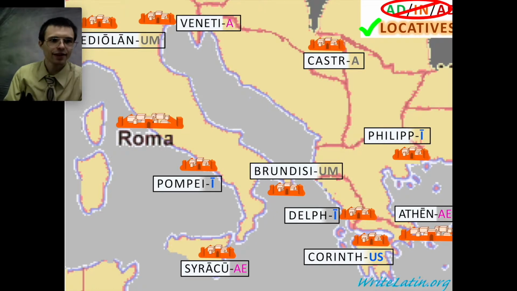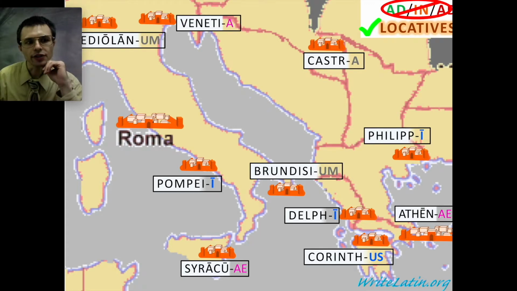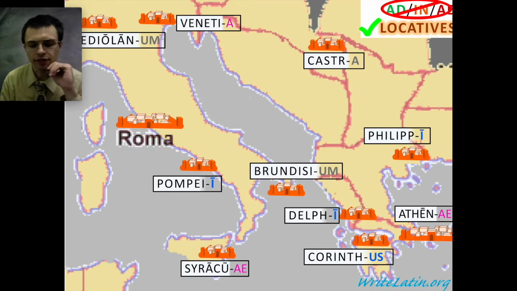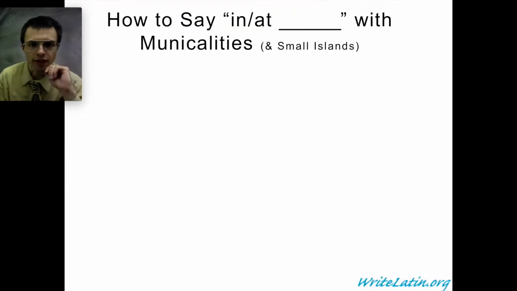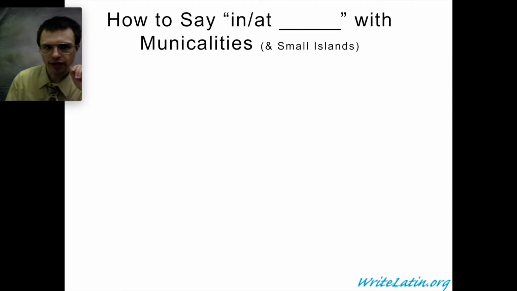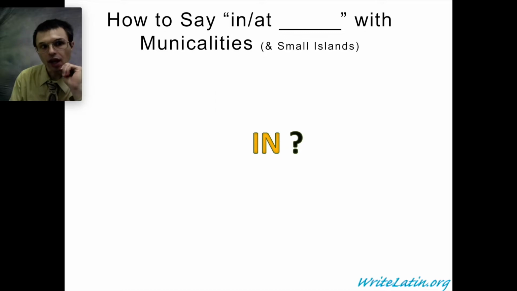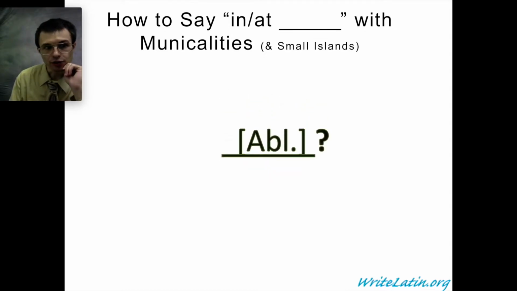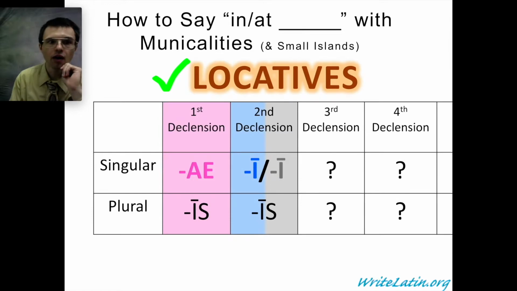All right, hope that worked for you. If it's not, try it again until you can get it really good, because it's going to get a little more confusing after this, because we're going to start using the locatives. How do you say in or at with municipalities? Do you say in? Nope. Do you just use the ablative? Nope. What do you do? Oh, you use this weird case, the locative.